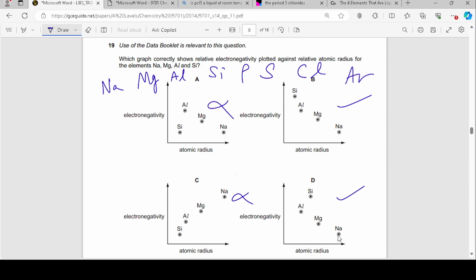So therefore, silicon should have the smallest atomic radius, but in D, it has the third smallest atomic radius for some reason, which doesn't make any sense if you're thinking across the period. So therefore, D has to be wrong, and so the only answer that's left over is B, and so B must be the answer.